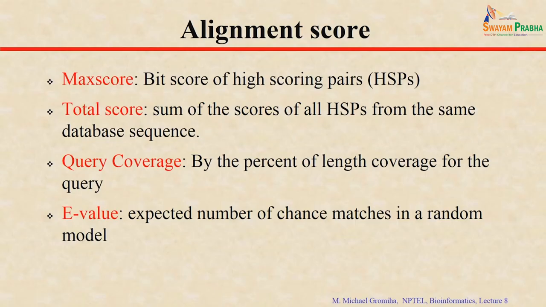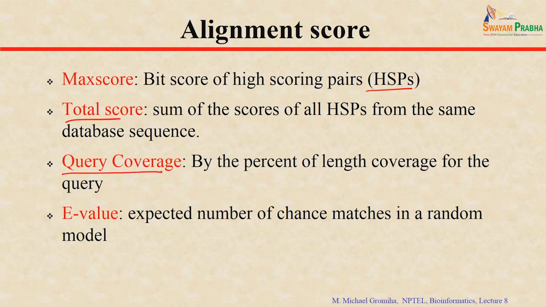So now, what are the different scores? What are the various parameters used to assess the score? What is the maximum score? This, as I discussed earlier, is the high scoring pairs. How many high scoring pairs are in the alignment? This is the bit score of high scoring pairs. Then the total score will give you all the HSPs from the same database sequence.